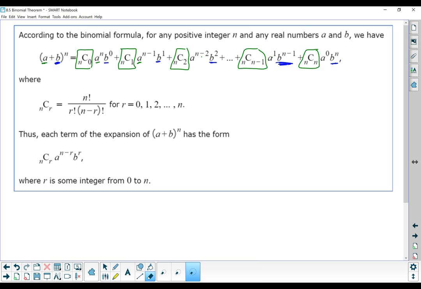So we can go straight from this into our expansion. And remember, you'll have n plus 1 terms. So if this is power 5, you'll have 6 terms.